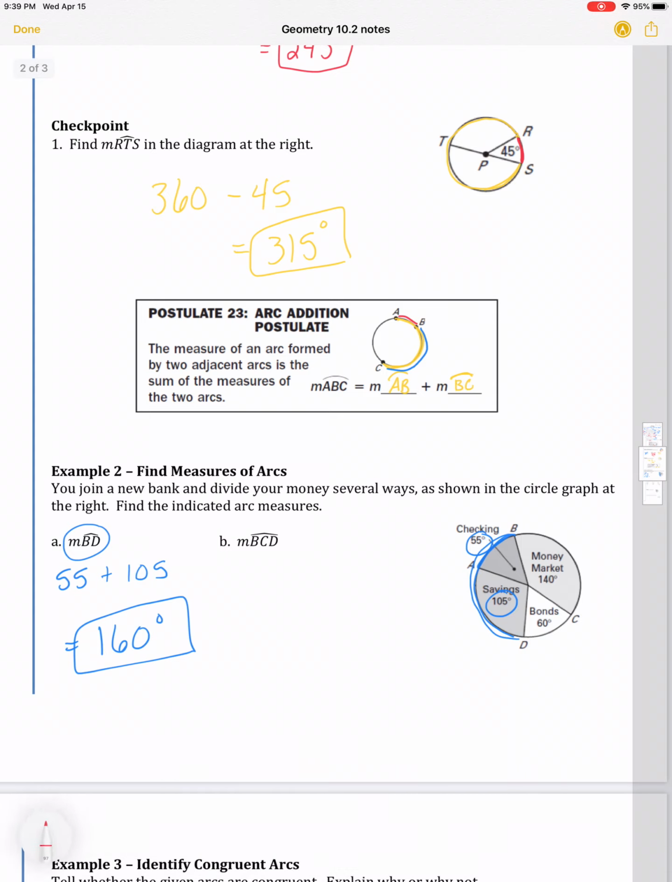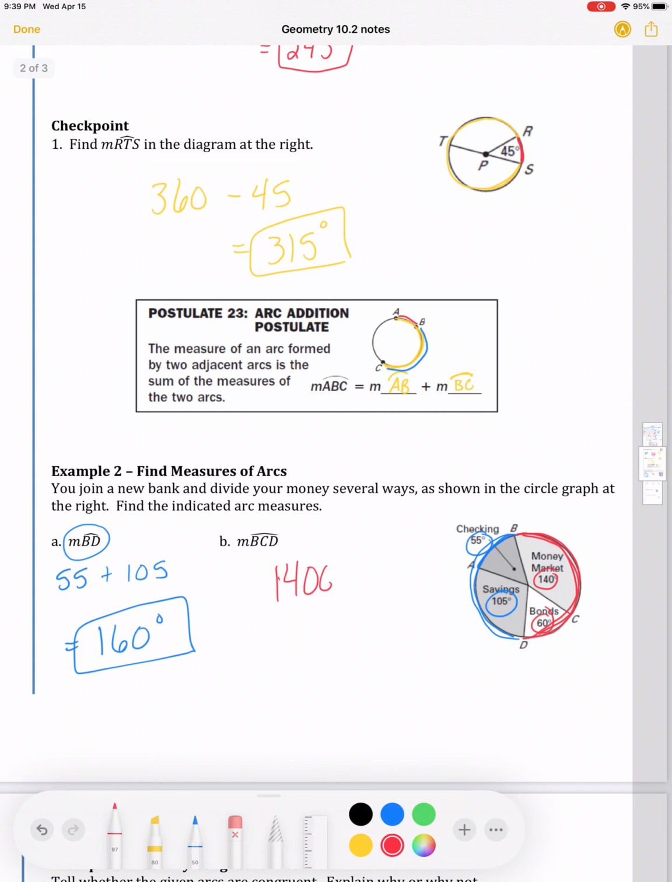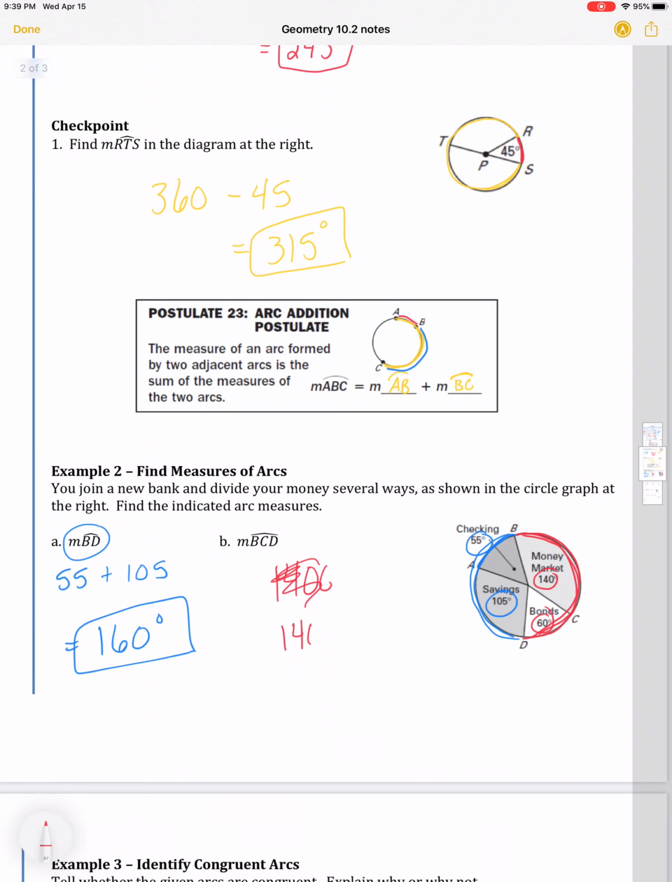Part B goes from B to C to D. So that goes the long way around. The pieces that make this part are 140 and 60. So to find how far is it from B to C to D, we'll do 140 plus 60. So how far is that one going to be? It's going to be 200 degrees. So three letters, it's going to be bigger than 180.